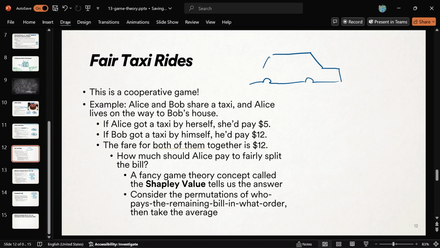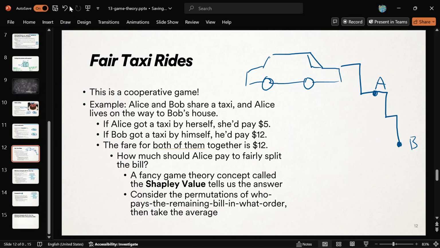Where's the front of the car? Let's say that this is the front of the car. And Bob lives way down here, but Alice lives over here. So Alice has a shorter ride, but it's on the way to Bob's house.